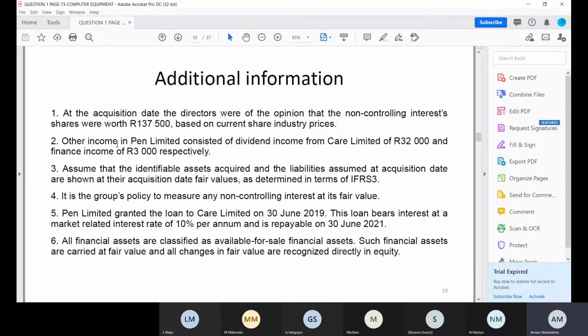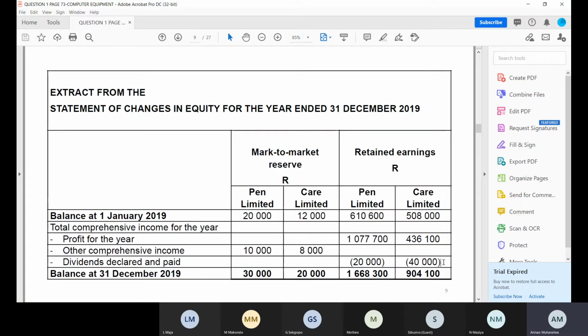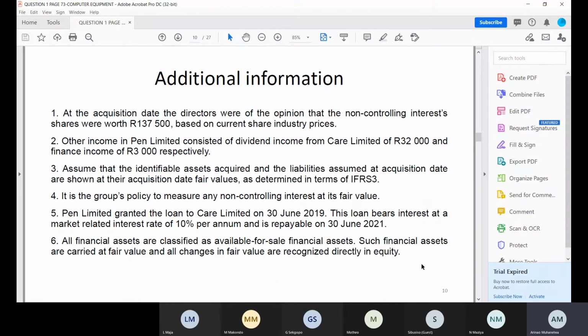Additional information number 2, other income in Penn Limited consisted of dividend income from Care Limited of 32,000 and finance income of 3,000. So this additional information is talking directly to the statement of changes in equity. I've indicated that the full dividends declared and paid was 40,000. We own 80%, so that's why they're saying it's 32,000. If you take your calculator and multiply 40,000 by 80%, it should give you 32,000.